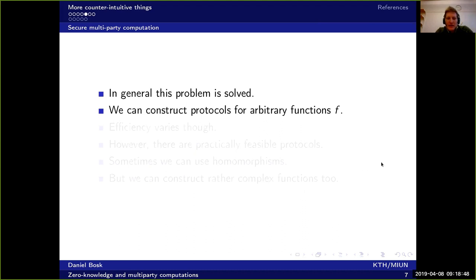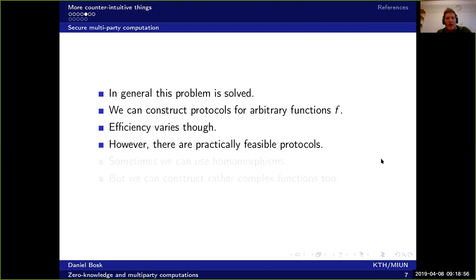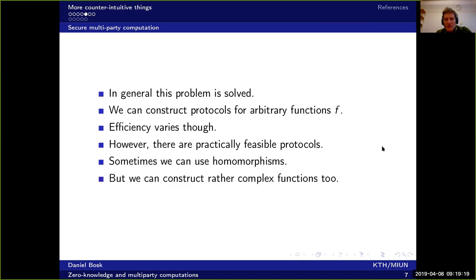Now, in general, this problem is solved, and we can construct protocols for arbitrary functions. So that's nice to know. However, efficiency varies, and some protocols can be really inefficient if you construct them in this general way, but there are practically feasible protocols that are much more efficient. For instance, sometimes we can use homomorphisms of certain cryptosystems to do this. For instance, if the function is multiplication, multiplying all these x's together, then we could use the homomorphism of Elgamal, and this would solve this problem. But we can construct rather complex functions too.